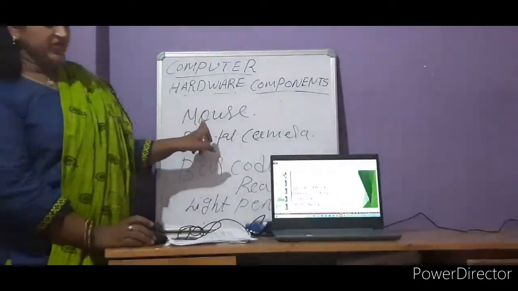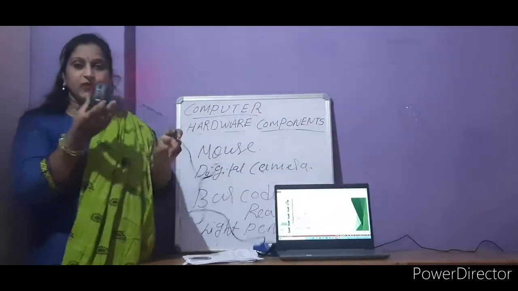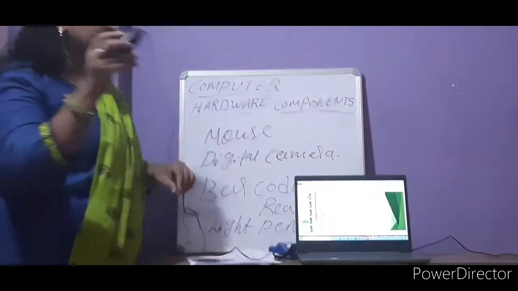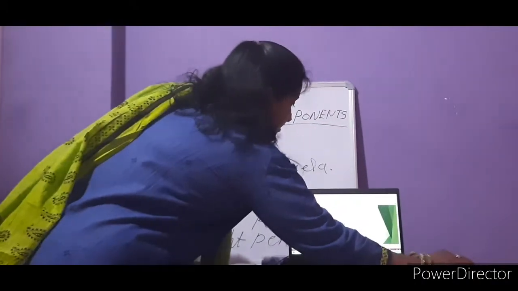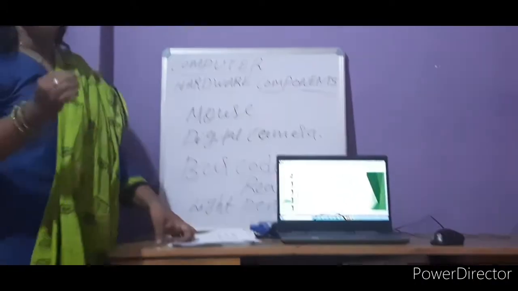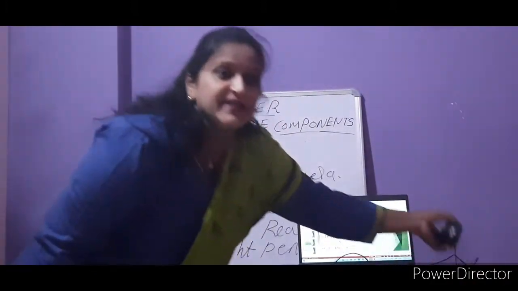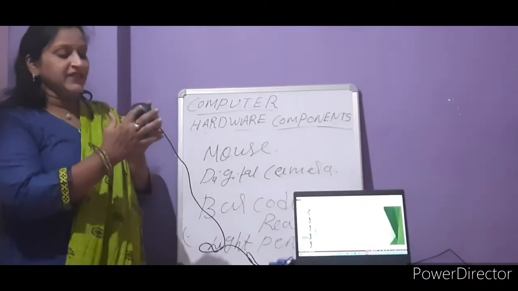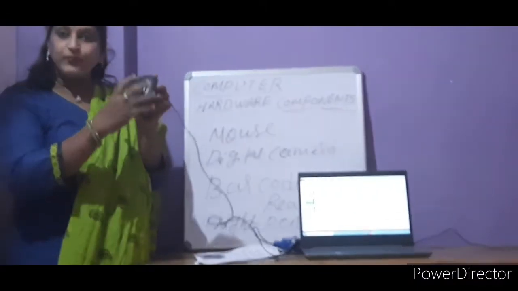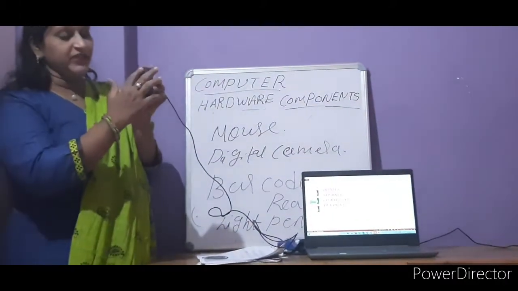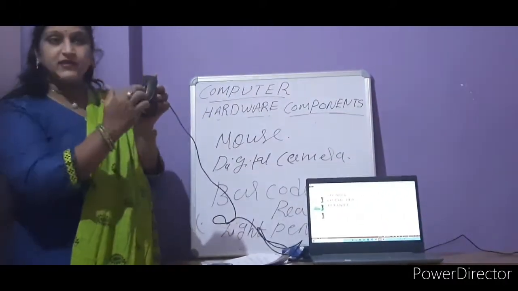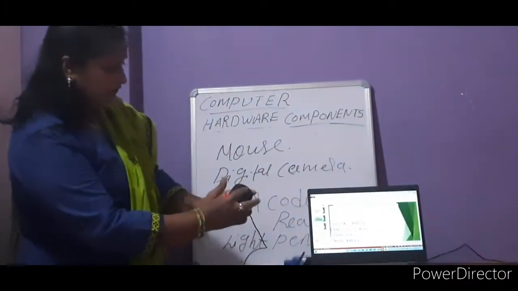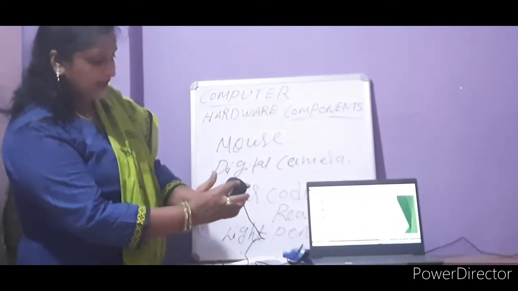Yes, mouse. See here, this is also an input device. The mouse is a pointing device, because whenever we move it, the pointer moves on the screen. The mouse always has three buttons: left side, right side, and the middle one. The middle button is for scrolling. When we scroll it like this, our screen also moves up and down in this way.